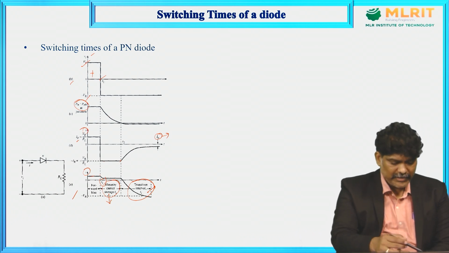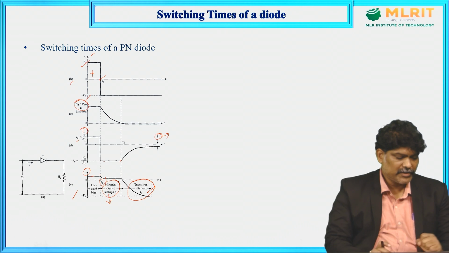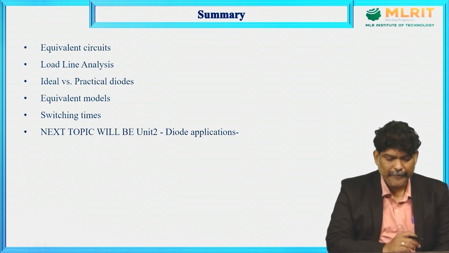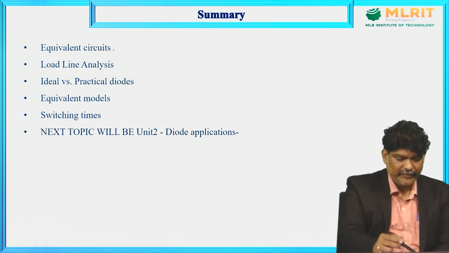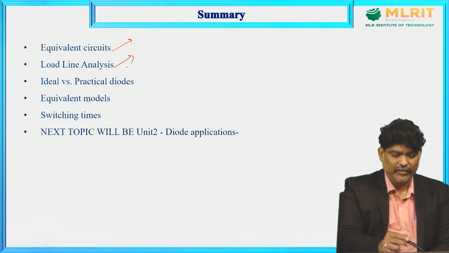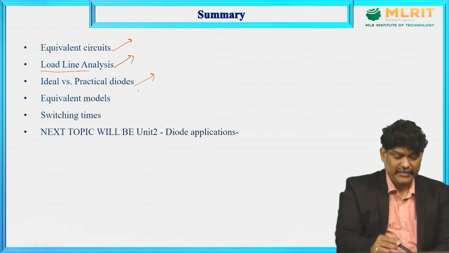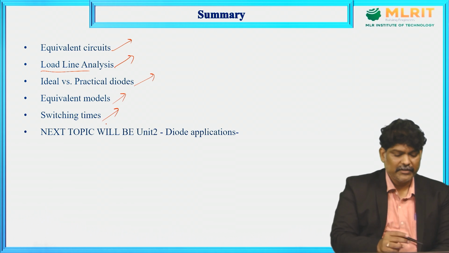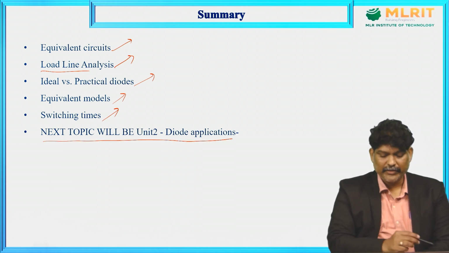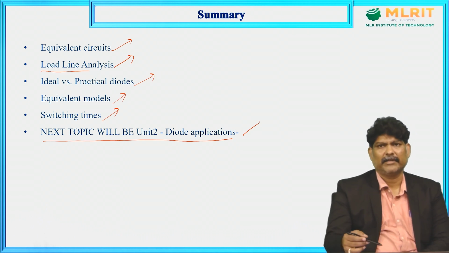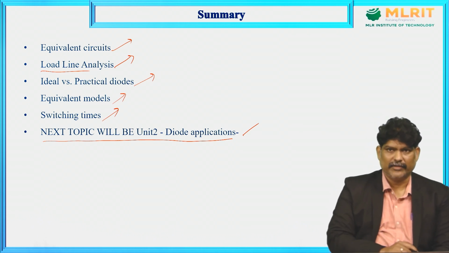And now this concludes your chapter 1, that is diode introduction. So today the summary is we have discussed the equivalent circuits of a diode, load line analysis, DC load line analysis, ideal versus practical diodes, equivalent circuits, and switching times of the diode. Okay, so the next topic will be unit 2, that is diode applications. Diode applications are nothing but rectifiers, filters, and so on. Okay, thank you.